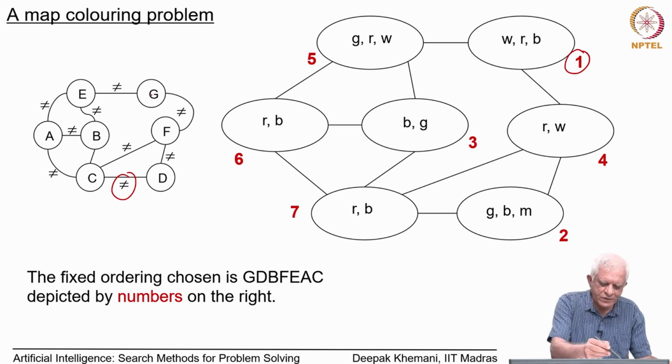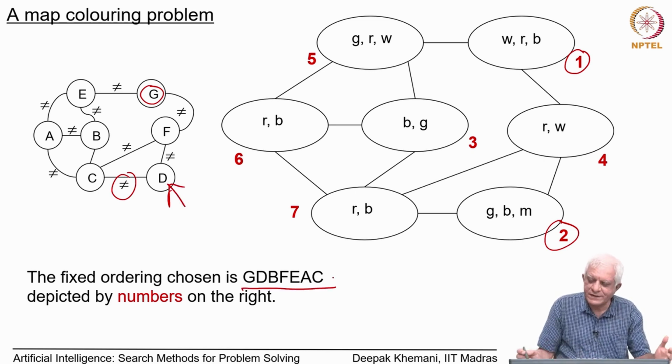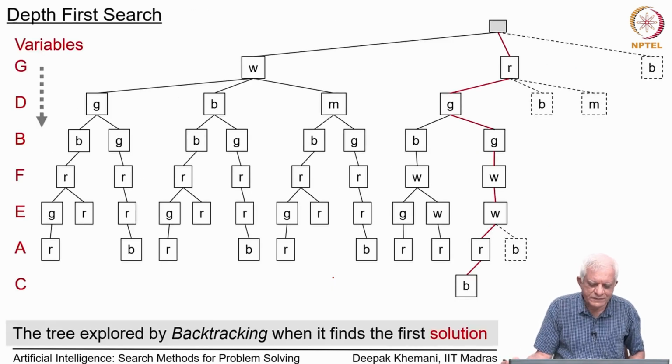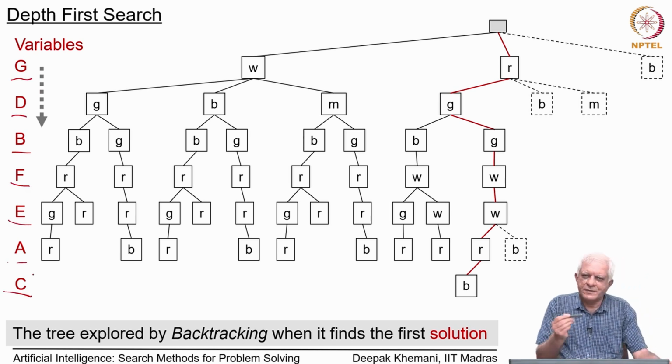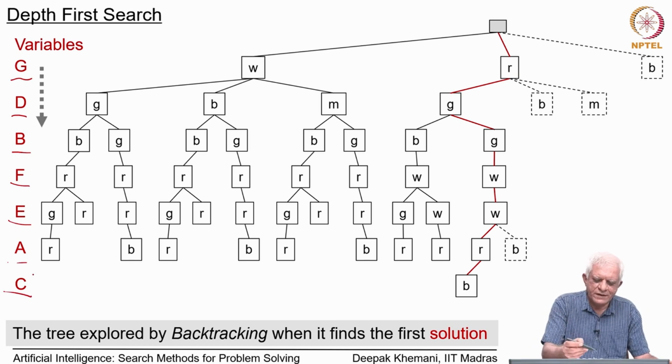The first node is going to be G, the second node is going to be D, and so on essentially. So, we have chosen the order G, D, B, F, E, A, C by some mechanism, and let us see what backtracking does with this. It generates a search tree like this, and remember again the order which is given on the left, G, D, B, F, E, A, C, and remember that we said we will try the first value in the domain.